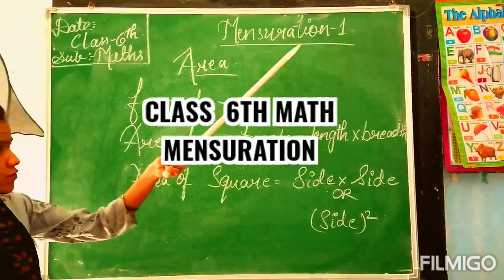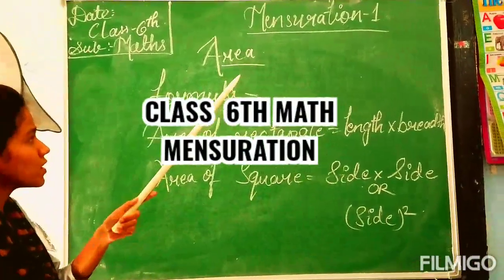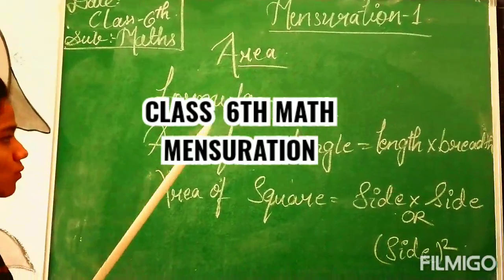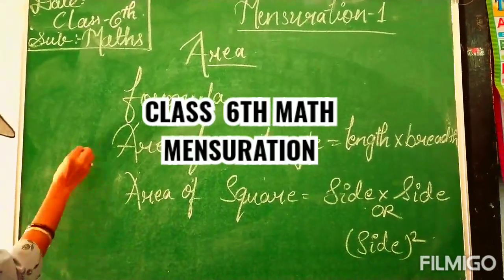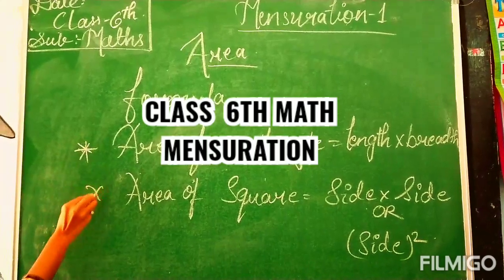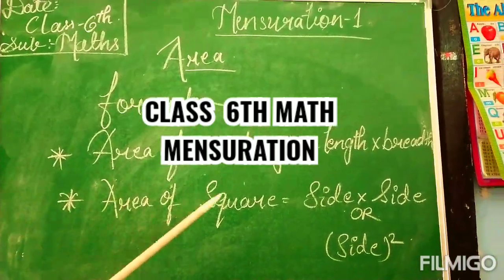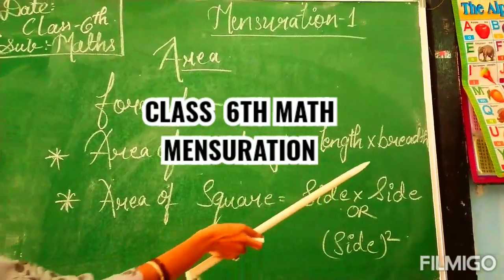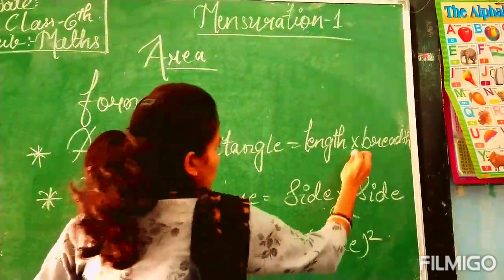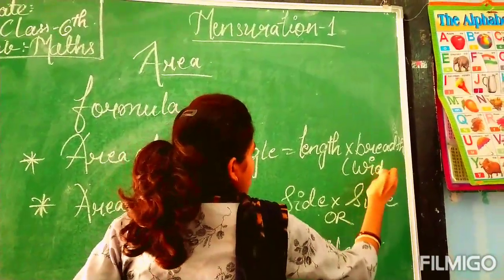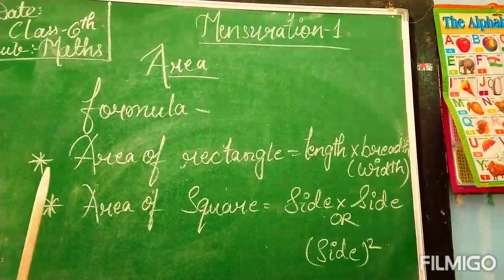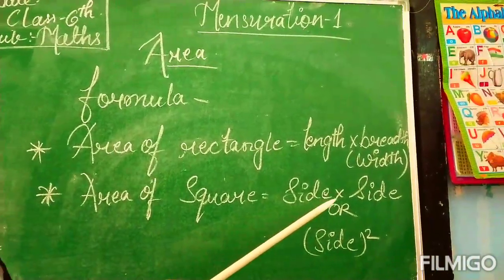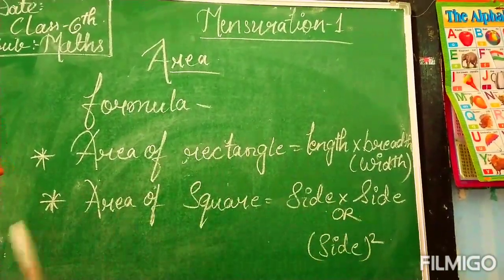We have learned about the mensuration chapter 1 area formulas. Two formulas are there in this chapter: area of rectangle and area of square. Area of rectangle equals length into breadth. We can say breadth as width also. Area of square equals side into side, or side ka square.